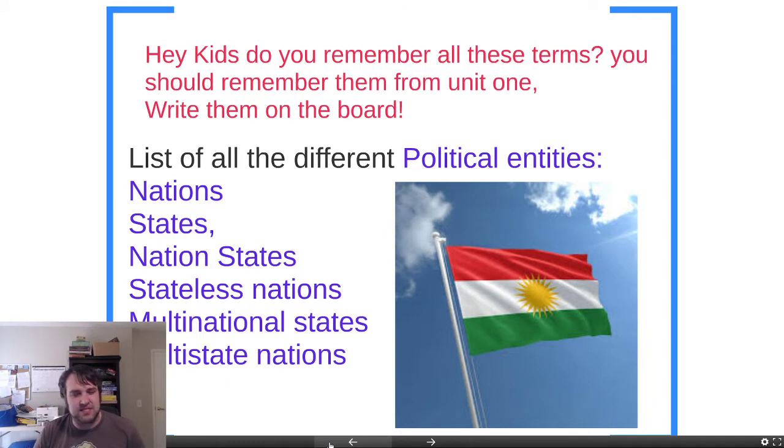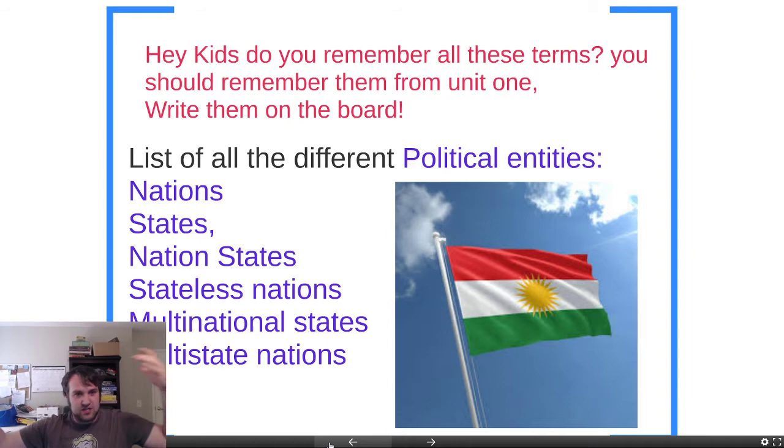I taught you guys some other examples of stateless nations before, too, in the culture unit. We talked about the Uyghurs in China. They don't have their own country. The Boers in South Africa don't have their own country. The Quebecois in Canada don't have their own country. The Dene don't have their own country. So they are all stateless nations, and they would love their own country. It would be great.